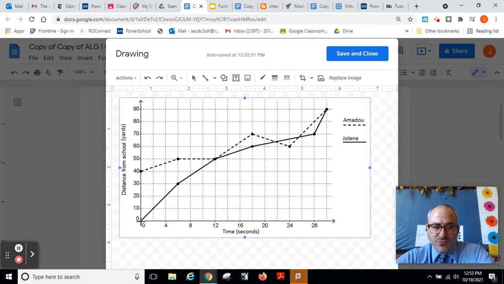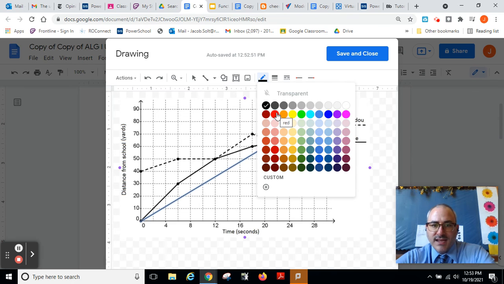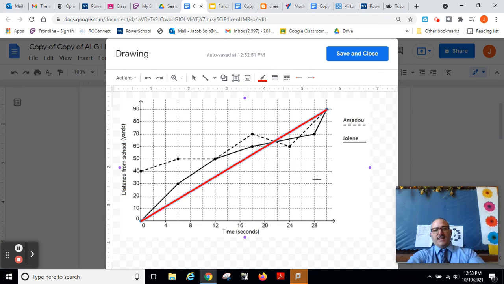So her average rate of change is going to be a straight line from when she started to when she ended. Right there. That line right there. I'll make it red. And I'll make it a little thicker. That is Jolene's average rate of change.